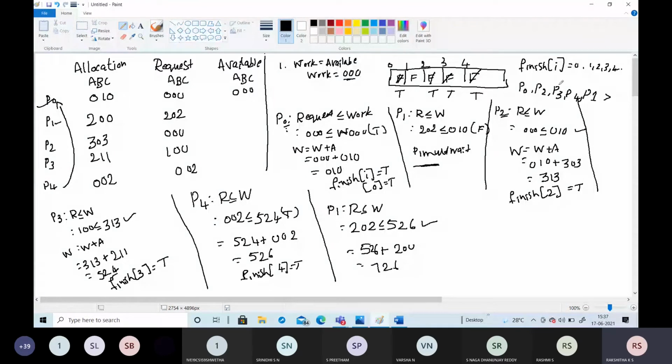Okay, so now the sequence is P0, P2, P3, P4 and P1. So this is how we are going to calculate the deadlock detection by using the deadlock detection algorithm.